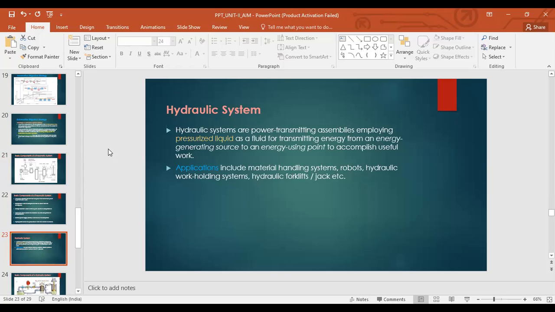using that pressurized liquid. Applications include material handling systems, robots, hydraulic work holding systems, hydraulic forklifts, jacks, etc. So there are many applications, but in the context of automation in our manufacturing systems, we can have these kinds of applications.